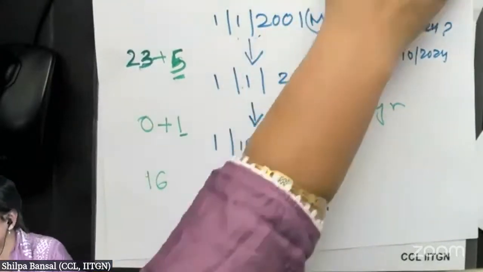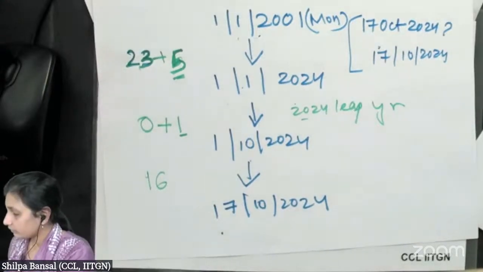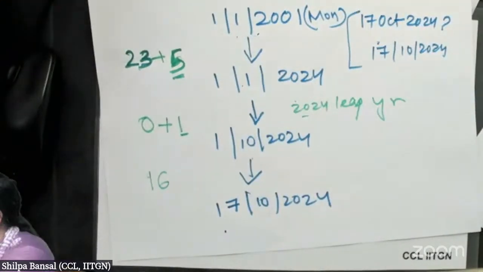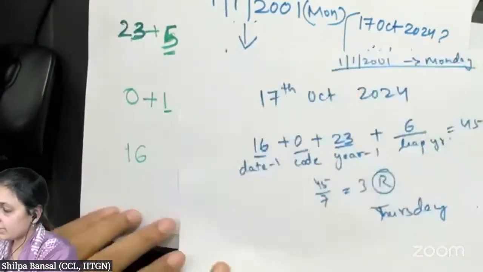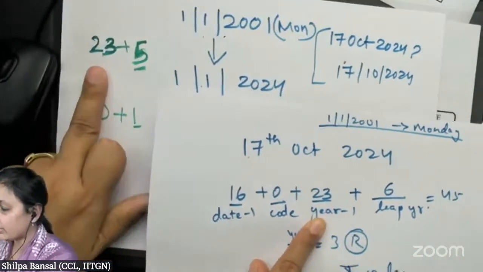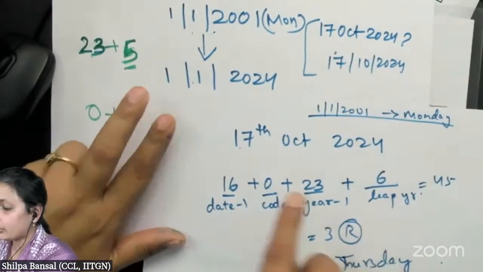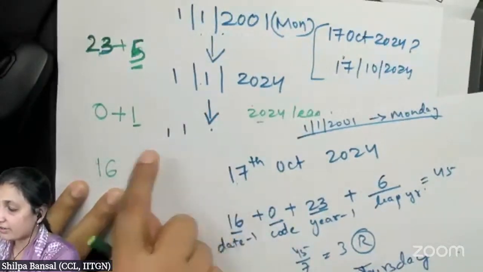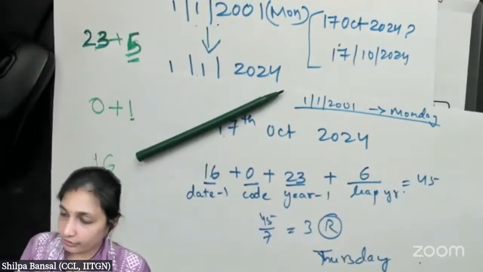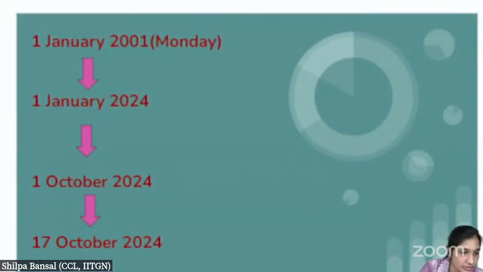So what I have done here, okay, what I was showing previously, it is the same thing. See, it is the same thing. 16 days ahead, 0 is the code, 23 because we are moving 23 years ahead, and then leap years total till January, and then January to October we are having 6 leap years. So this way you can go backwards also. I will show you the PPT, but there you have to use minus.